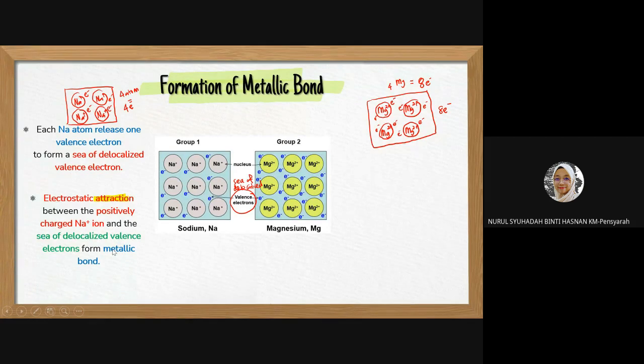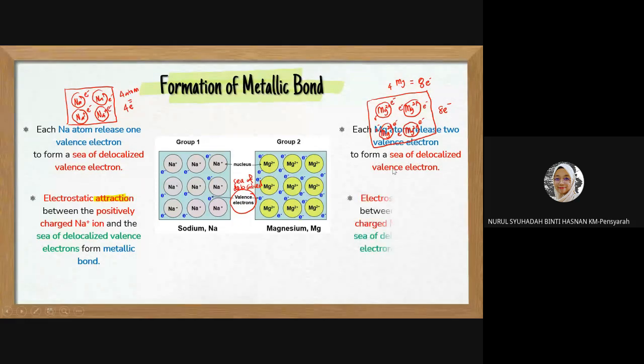Jadi kalau untuk magnesium, awak akan tulislah each magnesium atom release 2 valence electron to form a sea of delocalized valence electron. So electrostatic attraction between the positively charged Mg2+ ion and the sea of delocalized valence electron form the metallic bond. Okay, jadi yang penting dekat sini tahu macam mana nak lukis dia punya diagram and then the explanation. Okay, is it clear?